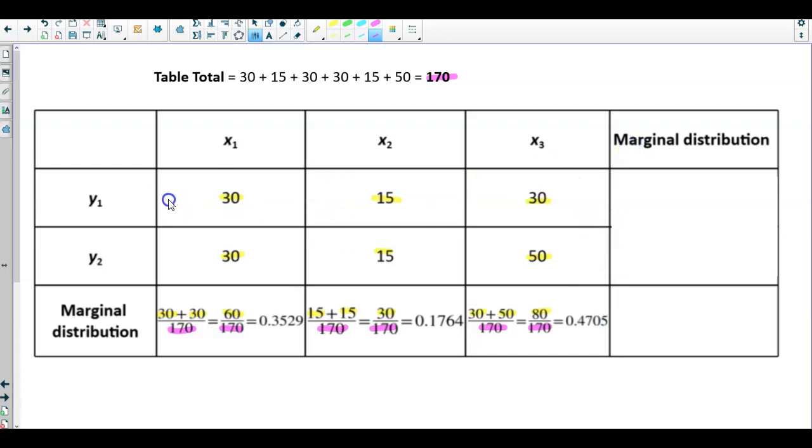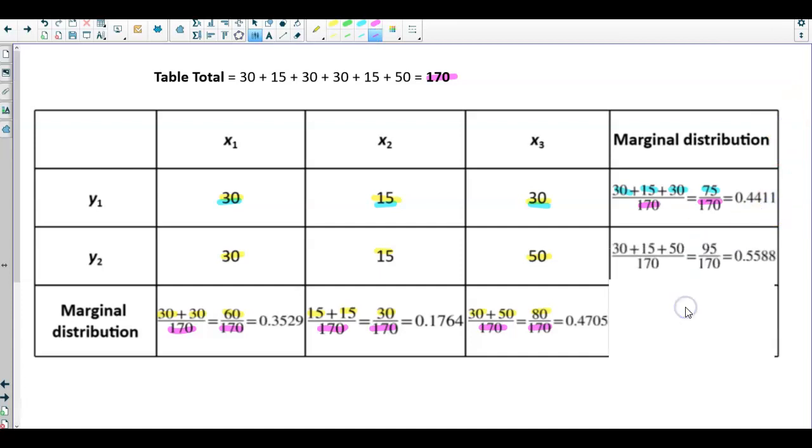Okay, and now we're going to add up the rows. So we're going to find the row for y1, and we're going to take 30 plus 15 plus 30, which gives us 75, and again we're going to divide it by the table total, which gives us 0.441. And then likewise, we're going to take the row of 30, 15, and 50. We're going to add those together to get 95. And again, we're dividing it by the table total of 170 to give us 0.5588.